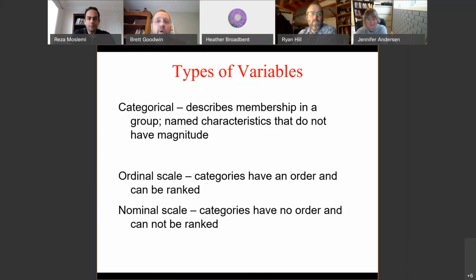So, I mentioned variables. It's important to understand the different sorts of variables because those will dictate what sort of statistics you can calculate. There are two main categories of variables: categorical variables and numerical variables. We'll start with categorical. Categorical variables describe membership in a group, and they don't have a size. They come in two sorts: ordinal scale, which are categories that have an order, so you can put them in order from the smallest category to the biggest, and nominal scale, where they have no order and cannot be ranked.